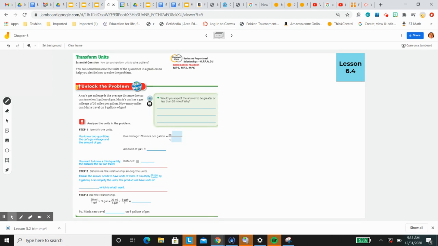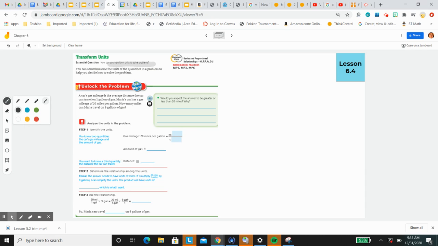All right, thank you. So today's objective or essential question is how can you transform units to solve problems? Here's our objective right up here at the top. Okay, so that word transform means to change. When you transform something, you change it. So you can sometimes use the units of quantities in a problem to help you decide how to solve the problem. Okay, so this is a problem solving lesson that we have, and there's some things that could be a little harder to understand.